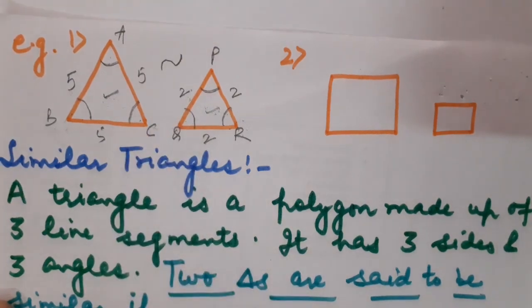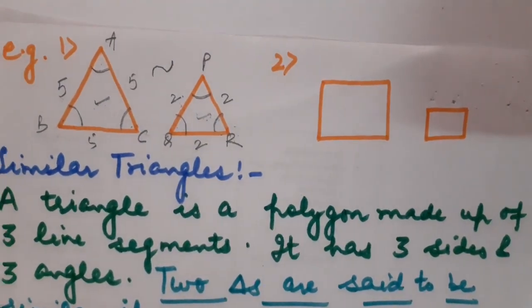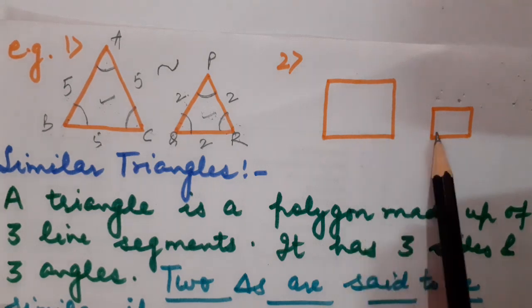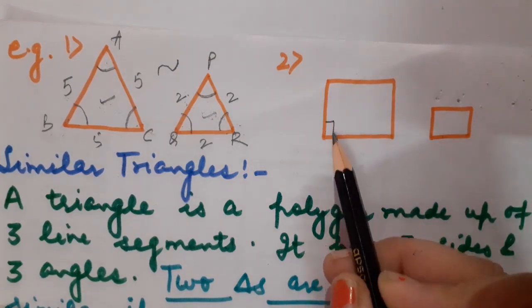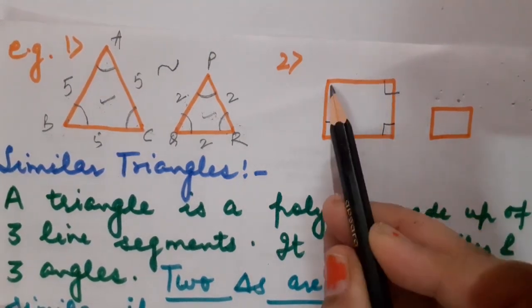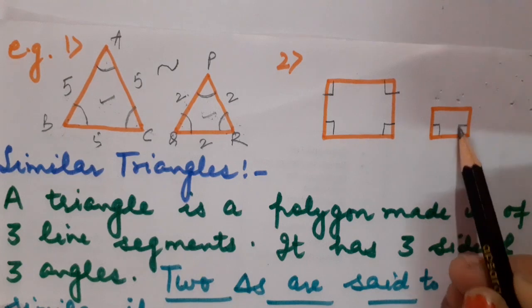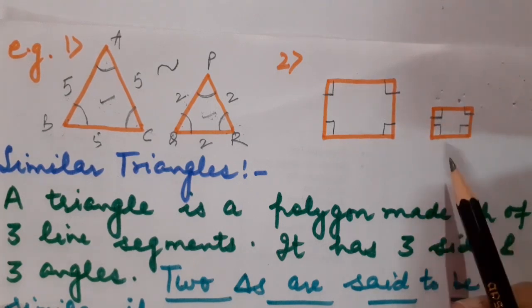Correct? Okay. In the same manner, children, can we call both of these squares similar figures? Of course, we can call them similar. How? Because each and every angle of a square is 90 degrees, in the same manner for the smaller square as well.